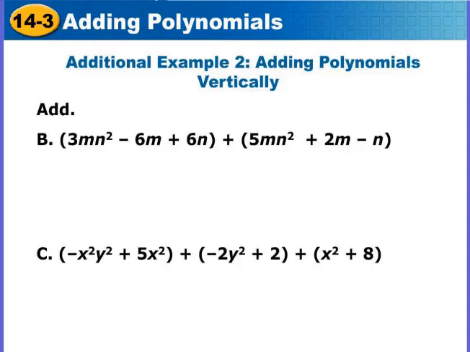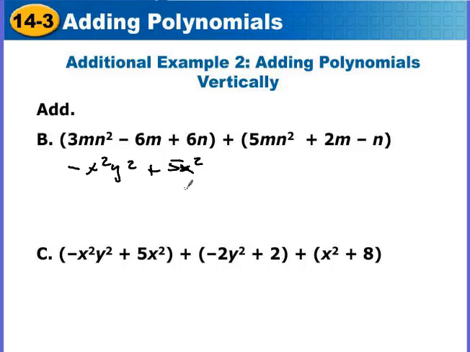Okay, so let's look at one more real quick. One more kind of crazy one. Let's look at this bottom one here. So I'm going to write this one up above, and I'm going to rewrite. This was just going to be too difficult to not rewrite. So I'm going to write negative x squared y squared plus 5x squared. And then I've got negative 2y squared plus 2.